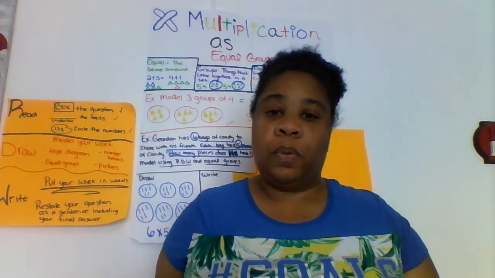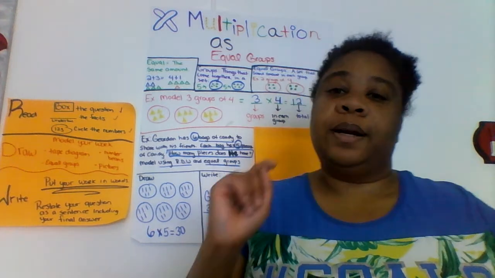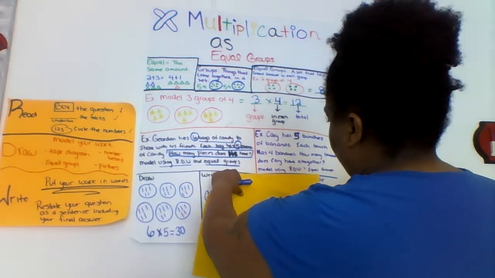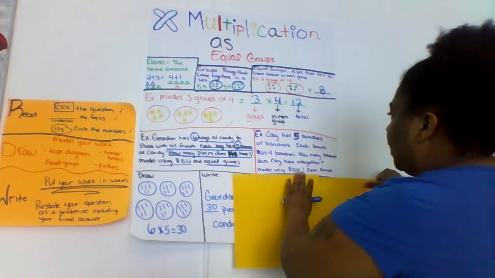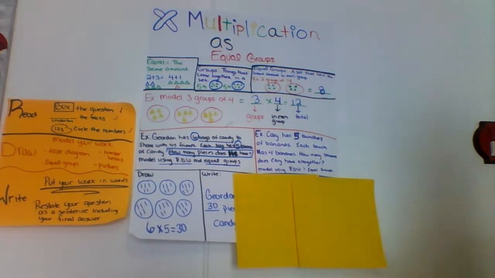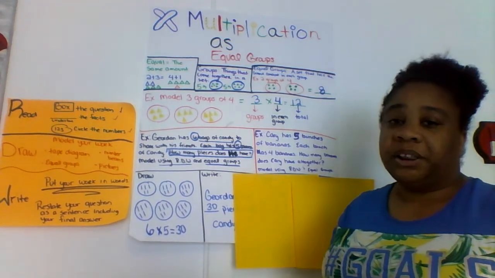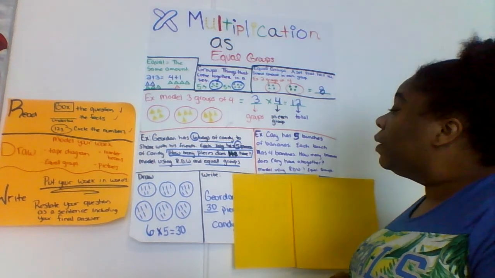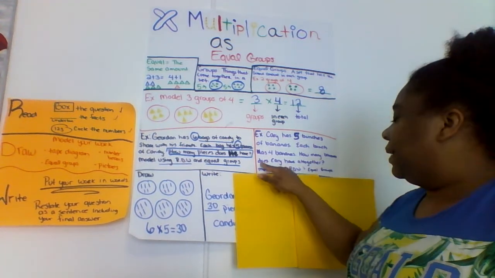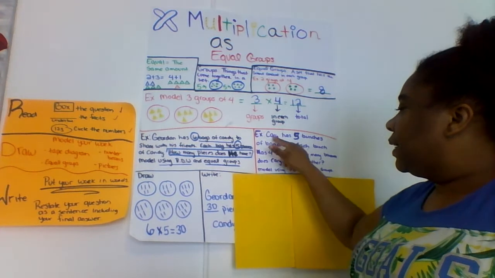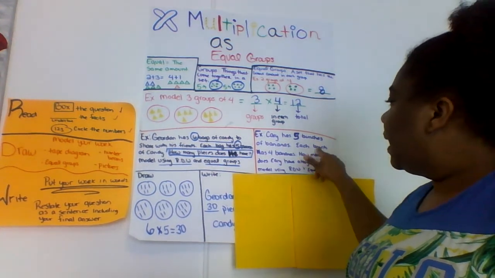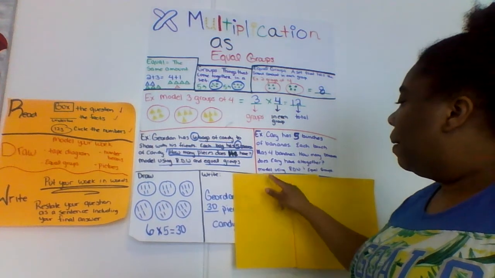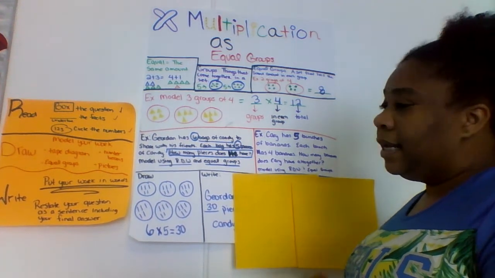Let's work through one more word problem together. This time, you're going to help me. Okay. Carrie has 5 bunches of bananas. Each bunch has 4 bananas. How many bananas does Carrie have altogether? So Carrie has 5 bunches of bananas. Each bunch has 4 bananas. How many bananas does Carrie have altogether? Model using read, draw, write, and equal groups.